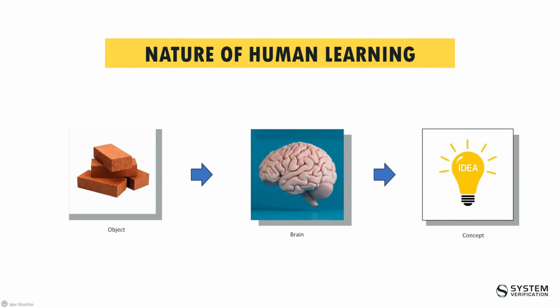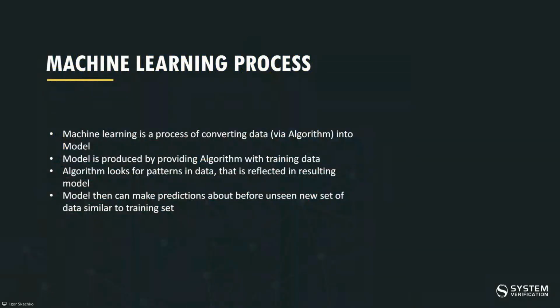So the entire purpose and the premise of machine learning is basically trying to copy the way the human brain works. Now, if we go into this process in more detail, the way I try to simplify this understanding is that the machine learning process is basically just a conversion of data into the model. It is possible thanks to the algorithm, and the algorithm produces the model using the training data.